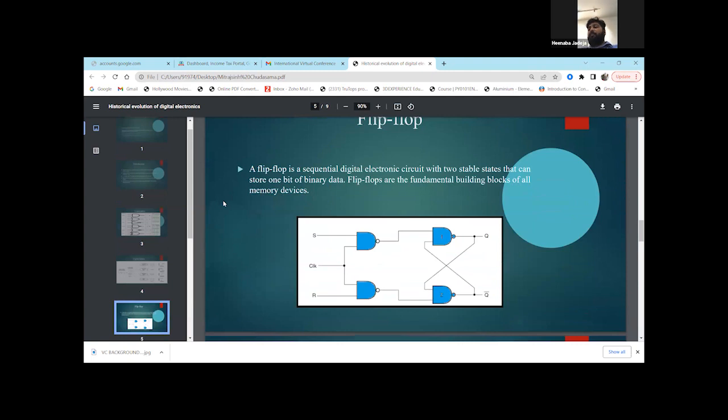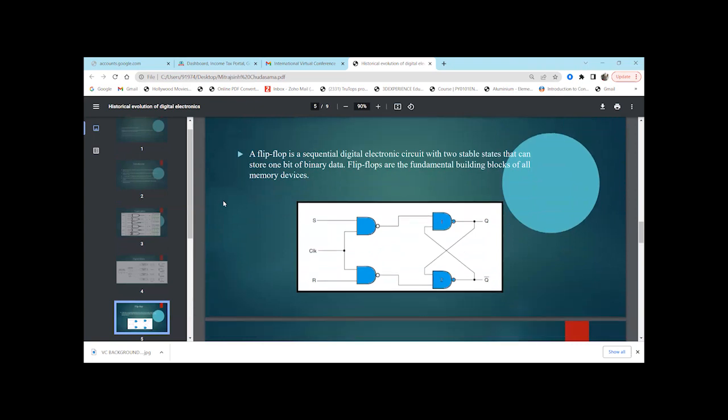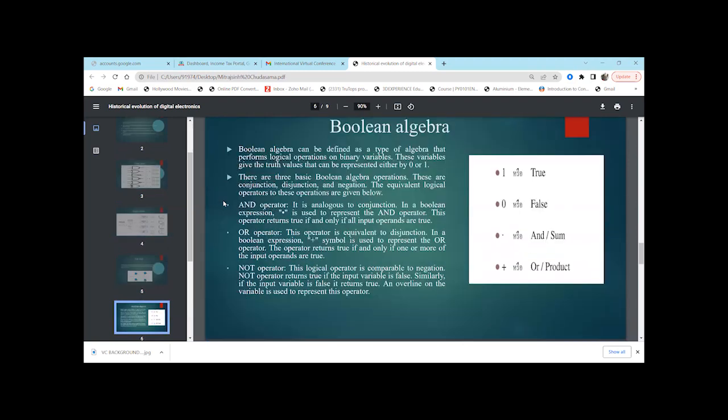These are the flip-flops. A flip-flop is a sequential digital electronic circuit with two stable states that can store 1 bit of binary data. Flip-flops are the fundamental building block of all memory devices. You can see the circuit here also. Now next is Boolean algebra.